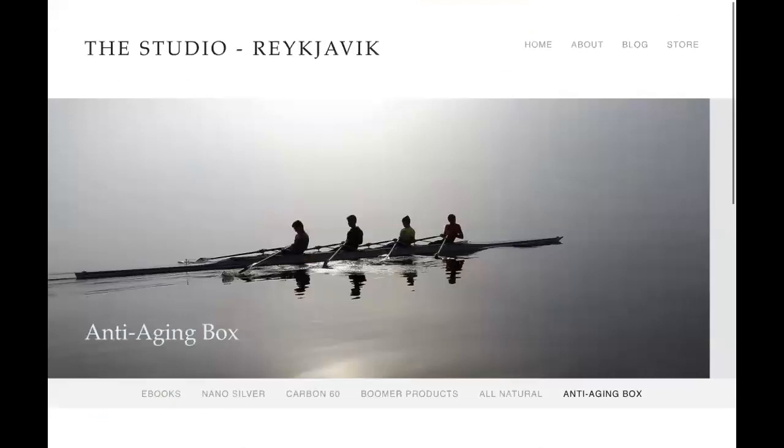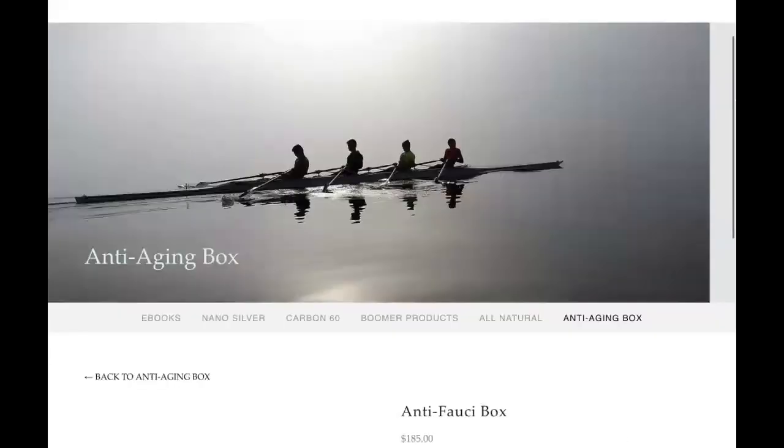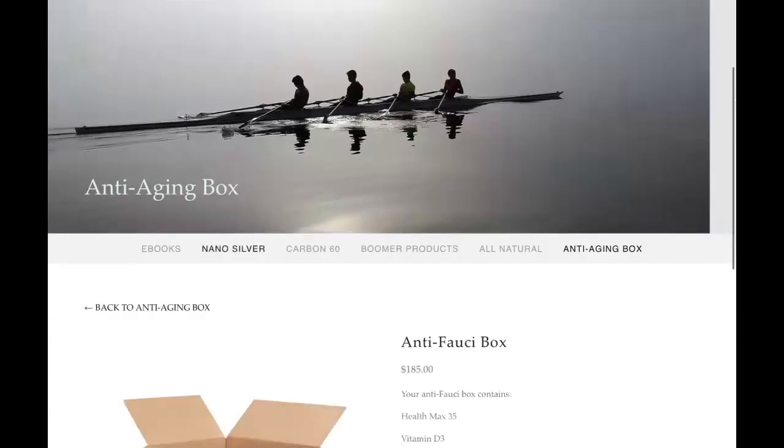The anti-Fauci box. Now this has all three pillars in it. The neutralizing of the pathogens, which is the Health Max 35, the turmeric, which brings down the inflammation, right? And the ashwagandha will also control the blood glucose levels and bring down that inflammatory response. And then obviously the D3 and the zinc will help with boosting up your immune system. And the D3, as I said, are cofactors for gene expression and for getting rid of cells that need to go into apoptosis.